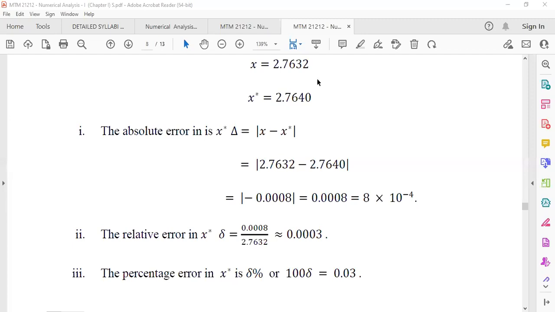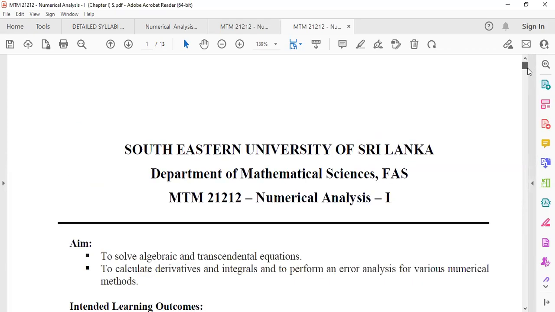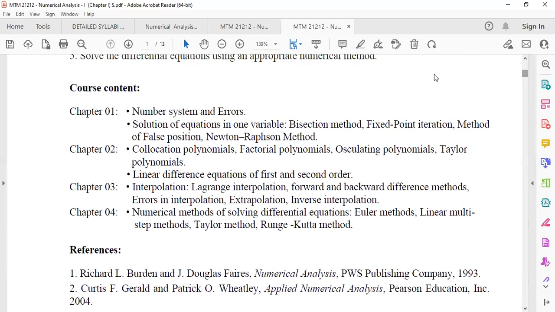We have not yet finished the error section. After the error section, we will continue with the other topics. We are in the chapter on number systems and errors. If we finish this one, we can continue with the solution of equations in one variable. That is a very interesting part.